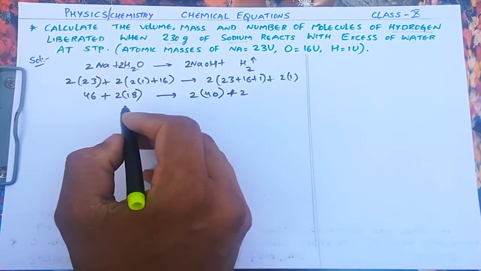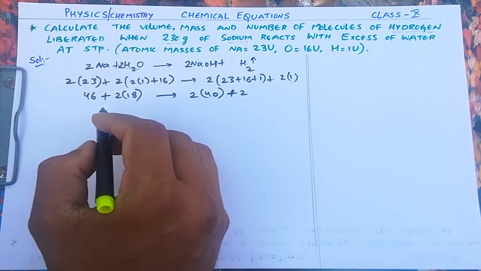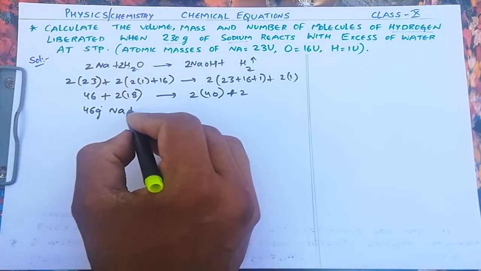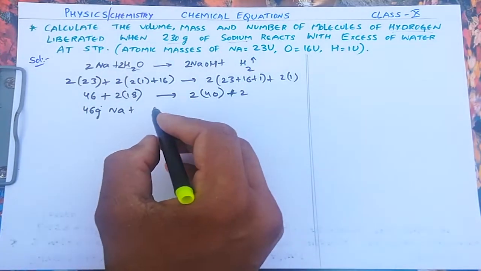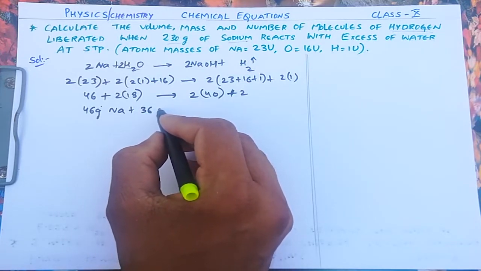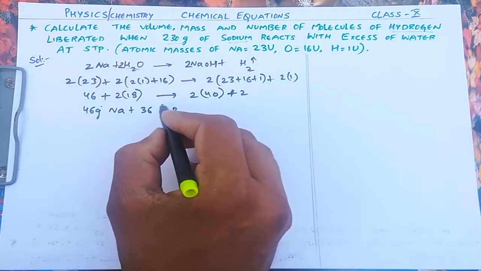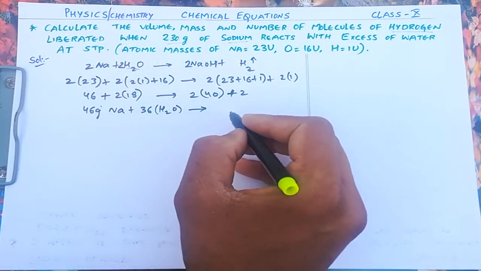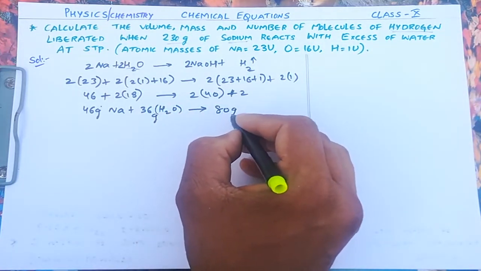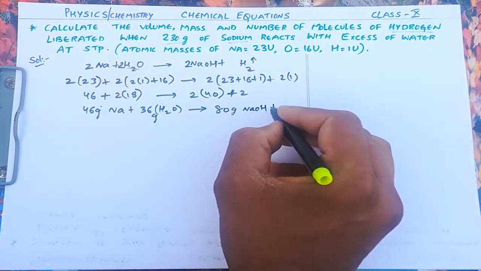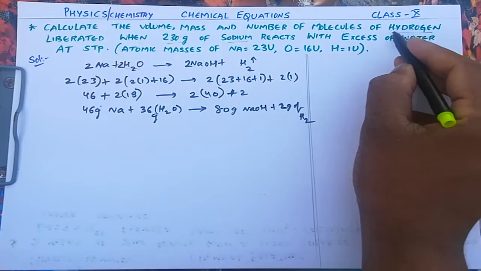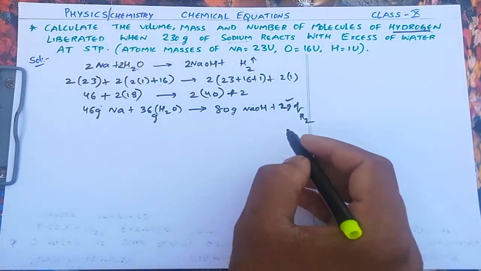So if I write in grams, 46 grams of sodium plus 2 into 18 is 36, so 36 grams for water. This 36 grams of water gives rise to 80 grams of sodium hydroxide, NaOH, plus 2 grams of H2, that means hydrogen. So for hydrogen we got only 2 grams.